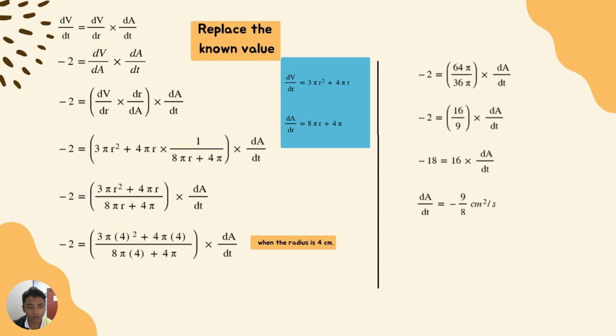From there, after we multiply it, we should get the equation negative 2 equals 64 pi over 36 pi times dA over dt. Now, 64 pi over 36 pi we can simplify to 16 over 9. From there it is simple algebra: 9 goes to negative 2, so it will be negative 18 equals 16 times dA over dt. And then 16 goes to the negative 18 side, where we simplify it, and we will get dA over dt, which is negative 9 over 8 centimeters squared per second.